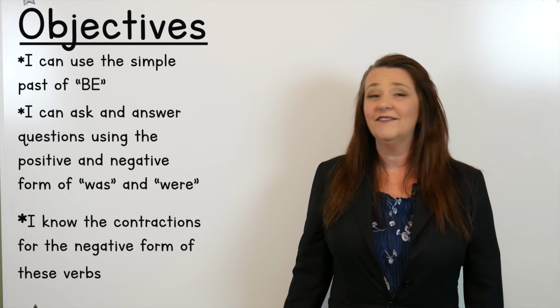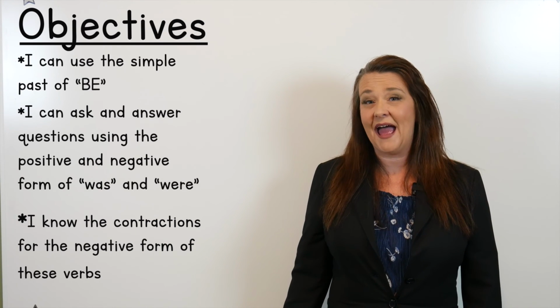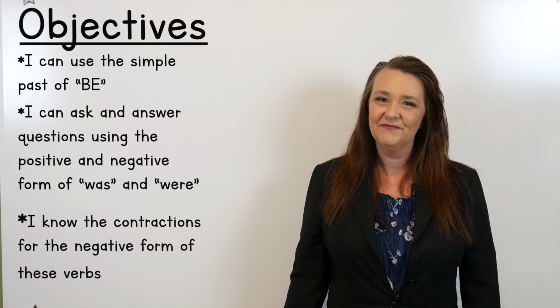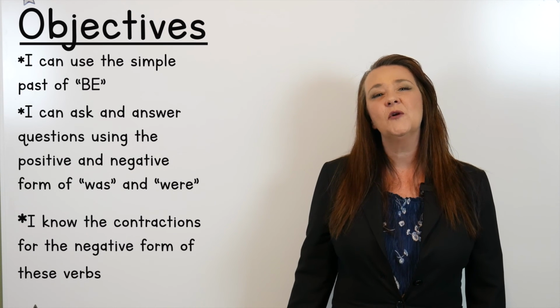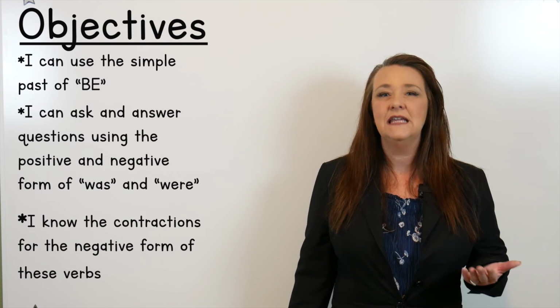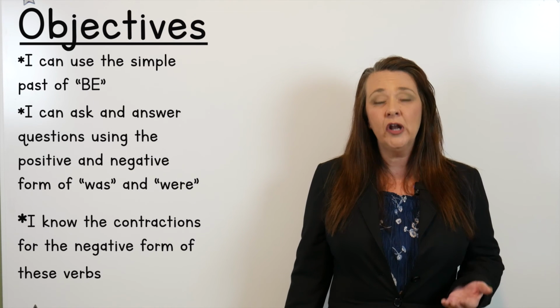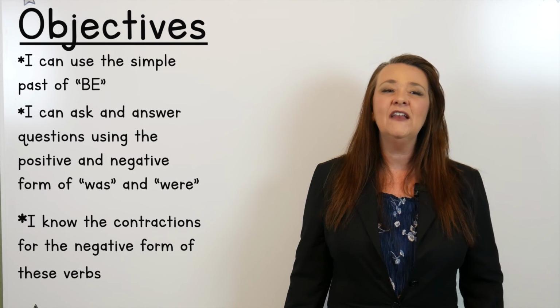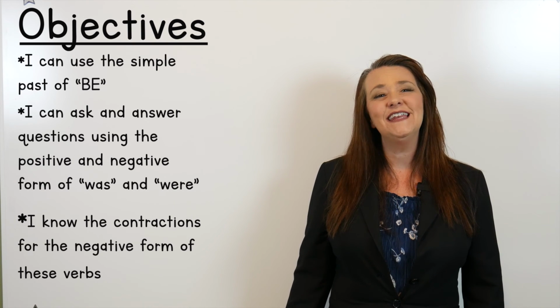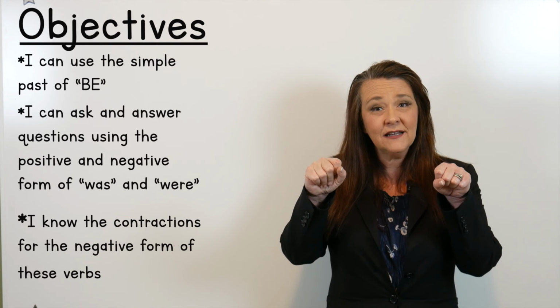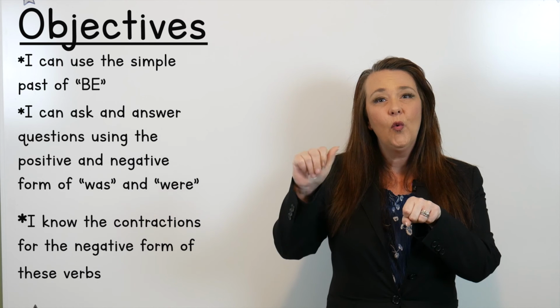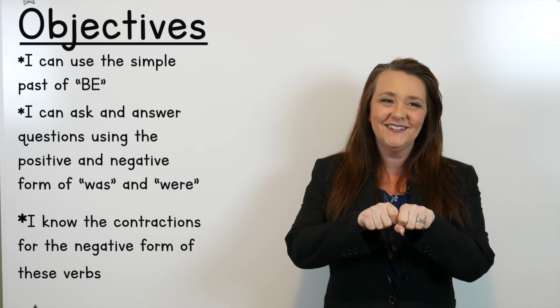Let's go ahead and look at the 3 objectives and see how we did. The first objective, can you use the simple past of the verb to be? I think so. Can you ask and answer questions in the positive, yes, and in the negative, no? And can you use contractions for the negative form of these verbs, like was not, wasn't, were not, weren't? I think you can do that too. So that's the end of today's lesson.